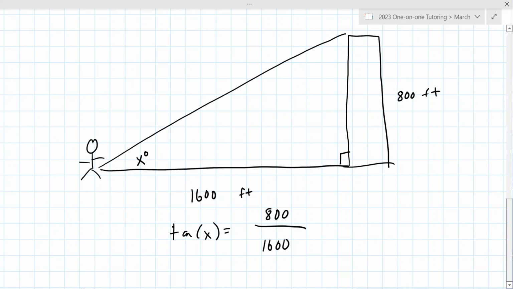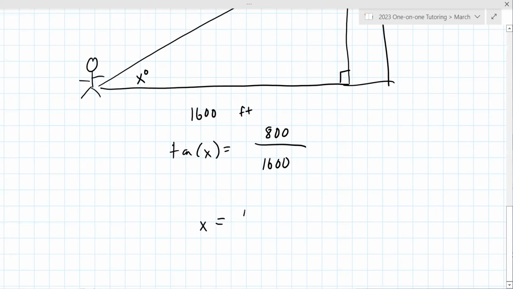Yes. And then you're solving for x. You have to undo the tan. So it's tan inverse of 1/2, which would then have to be typed into a calculator. Yes. Tan inverse of 1/2 is 26.56. Okay. Very good.